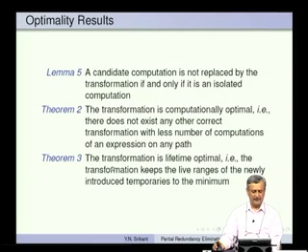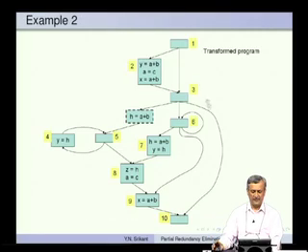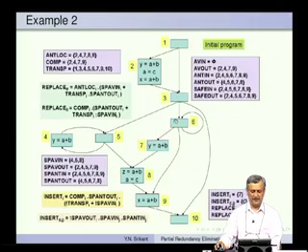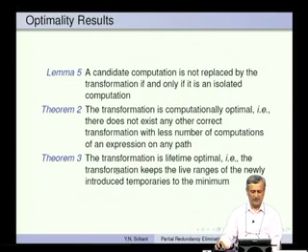And finally, theorem 3 says the transformation is lifetime optimal, that is the transformation keeps the live ranges of the newly introduced temporaries to the minimum. So, what this really says is we have introduced these temporaries h, h1, h2 etcetera at the points where its live range becomes the smallest. I could not have pushed this to this point, or this point without sacrificing either safety or any other property. So, that is why this theorem becomes important, it is lifetime optimal. So, live ranges are kept to the minimum.